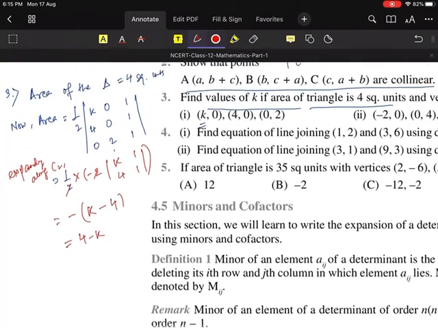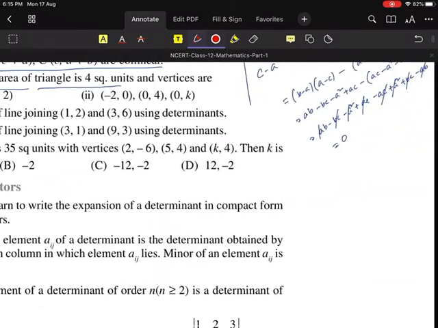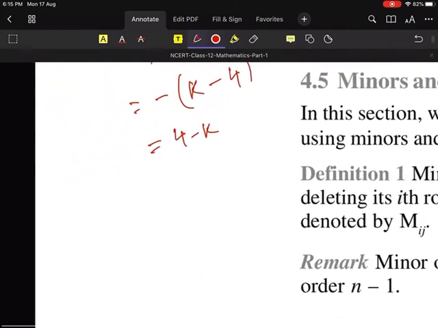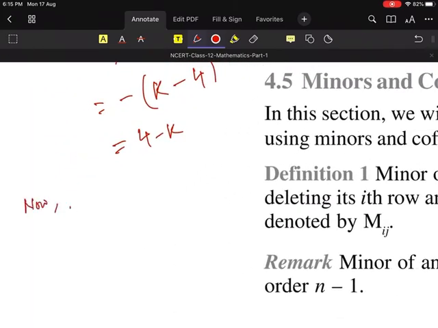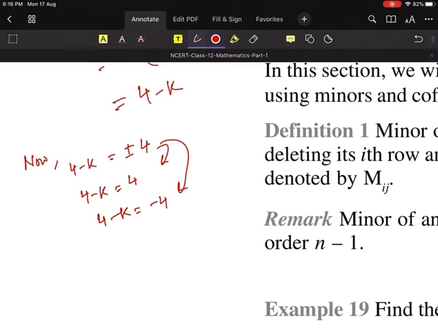Now, the area of a triangle will be equal to what? So now 4 minus k will be equal to what? The area is 4, so it will be equal to plus minus 4. Right? Because I told you area only takes positive value, but determinant can take both values, plus and minus. So here, I will have one equation in which 4 minus k is equal to 4, and another equation, 4 minus k is equal to minus 4.